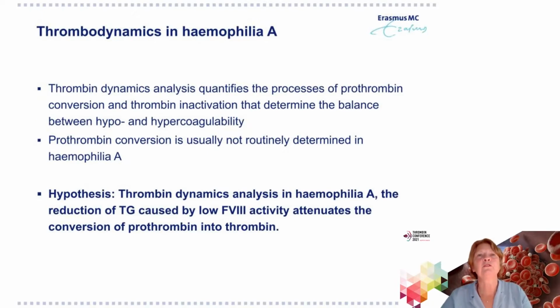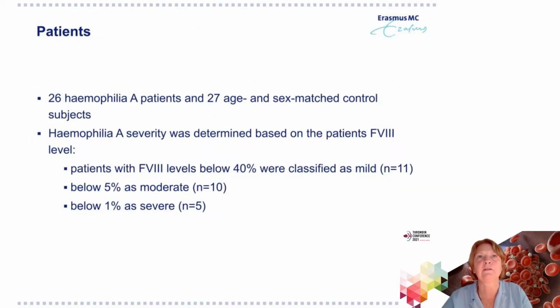So as I said at the beginning, we were interested to look at the thrombodynamics in hemophilia A. Our hypothesis is that this thrombodynamic analysis would really be helpful in understanding more what is happening in these patients. We included 26 hemophilia A patients that were seen at the Erasmus MC in Rotterdam, and we included 27 age and sex matched control subjects. The hemophilia A severity was based on the patient's factor 8 levels with a one-stage coagulation assay. So we had 11 mild hemophilia A patients, 10 moderate and 5 severe.